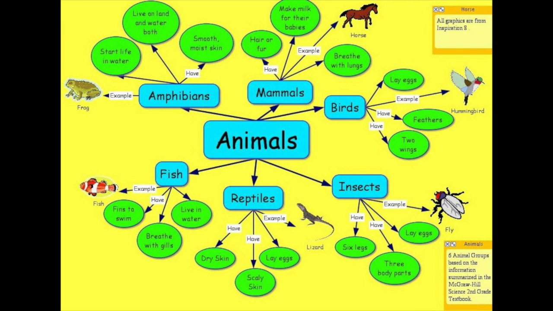We will start by looking at a concept map to introduce the different types of animals. In the middle, you can see that the center concept is animals. The branches lead to each different class, which include, once again, amphibians, mammals, birds, fish, reptiles, and insects. Each of the classes has specific characteristics, which you can see on further branches.